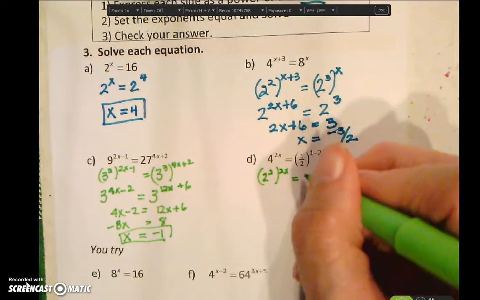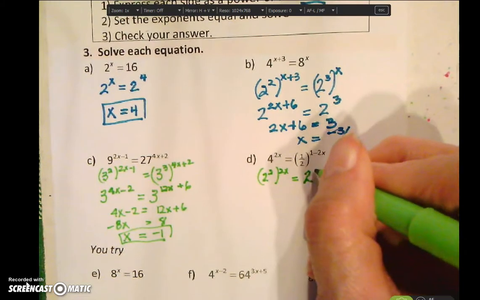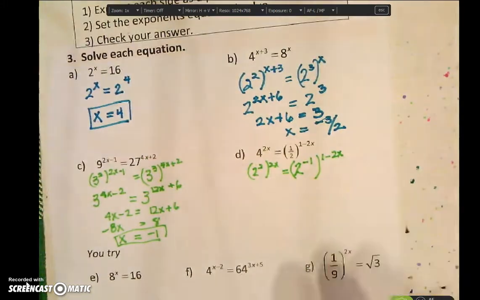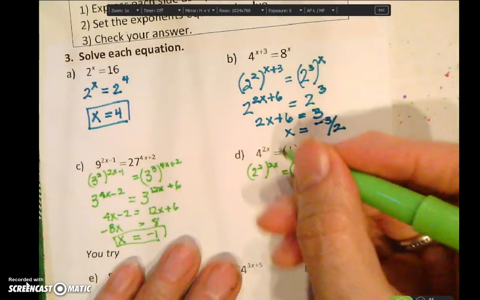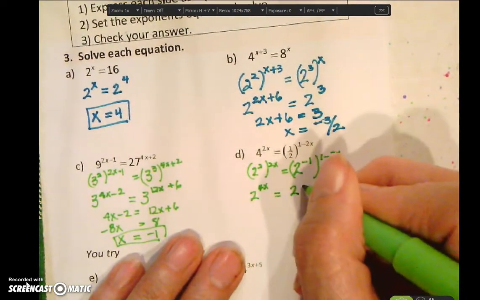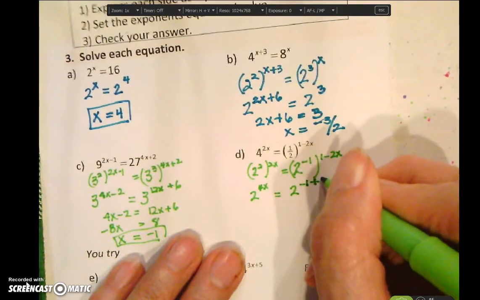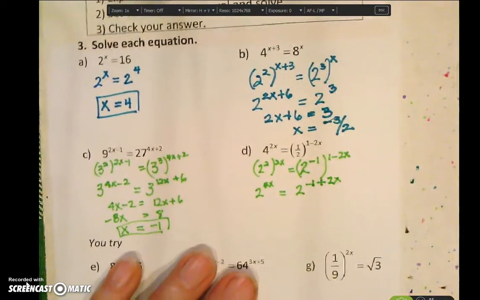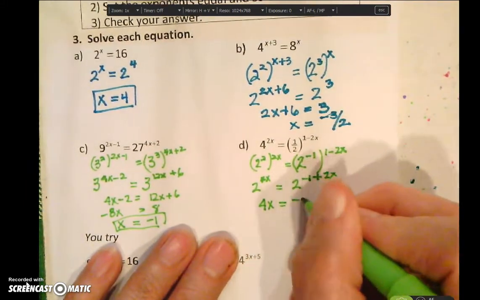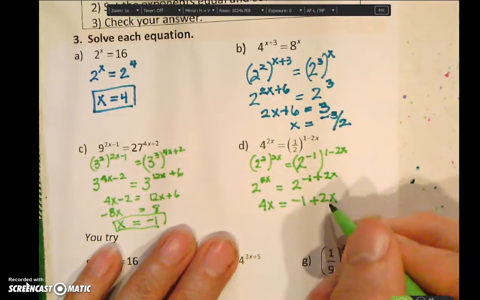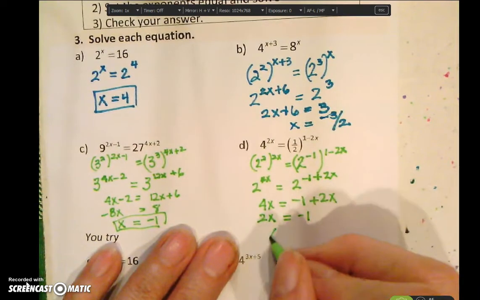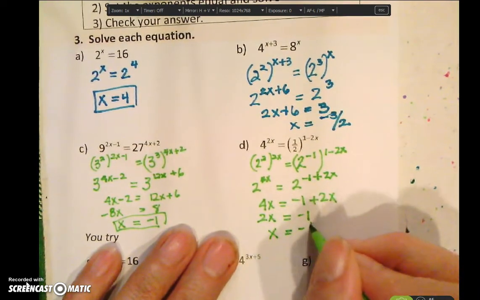And one last one here, I'm going to have a 2 squared to the 2x. And 1/2, of course, we've been talking about that, is 2 to the negative 1, and then raised to the 1 minus 2x. So power to power, I'm going to multiply and get 2 to the 4x is equal to 2 to the negative 1 plus 2x. Then set my exponents equal to each other, so I get 4x is equal to negative 1 plus 2x. So I'm going to subtract my 2x and get 2x over here is negative 1, and then divide by 2. So x is equal to negative 1/2.